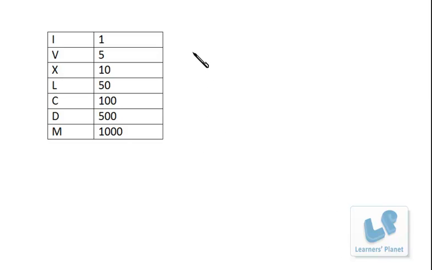That is 123. Okay, now first of all, let's have a breakup of 123. It's 100 plus, since we don't have the direct symbol for 20, we'll break it up in 10 and 10. Then similarly, we don't have any symbol for 3, so we will write 1 for 3 times.